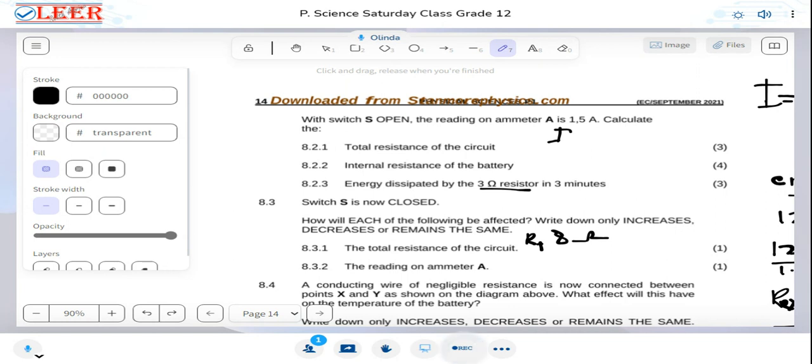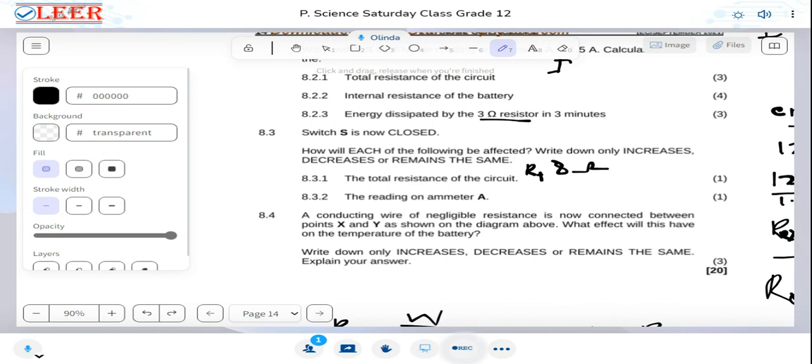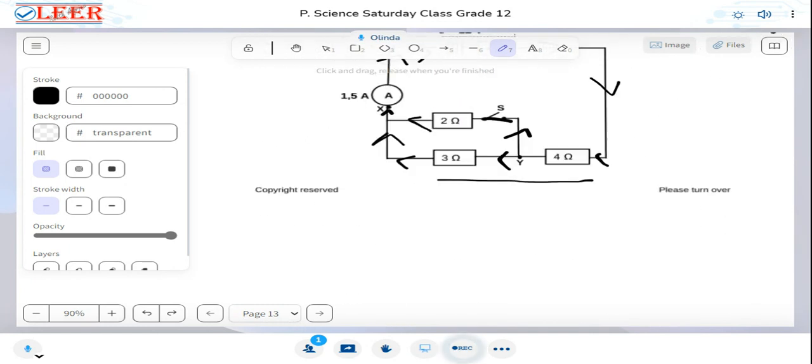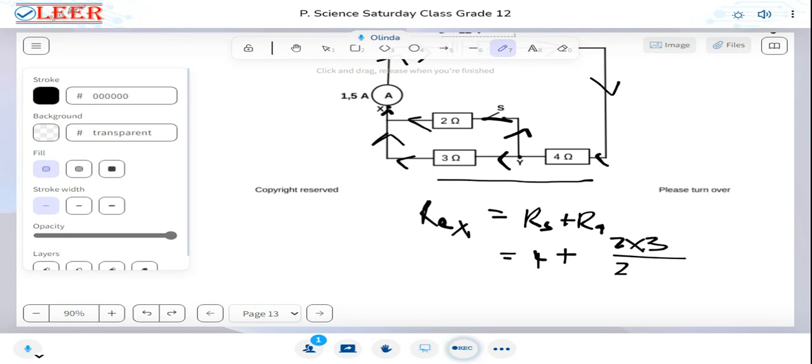I think we can do a quick calculation. If the current is going to split, now we have 2 and 3 in parallel. So our external resistance is going to be equal to R series plus R parallel, which is equal to your 4 ohm in series, plus your 2 times 3 over 2 plus 3, which is equal to 5.2 ohm.